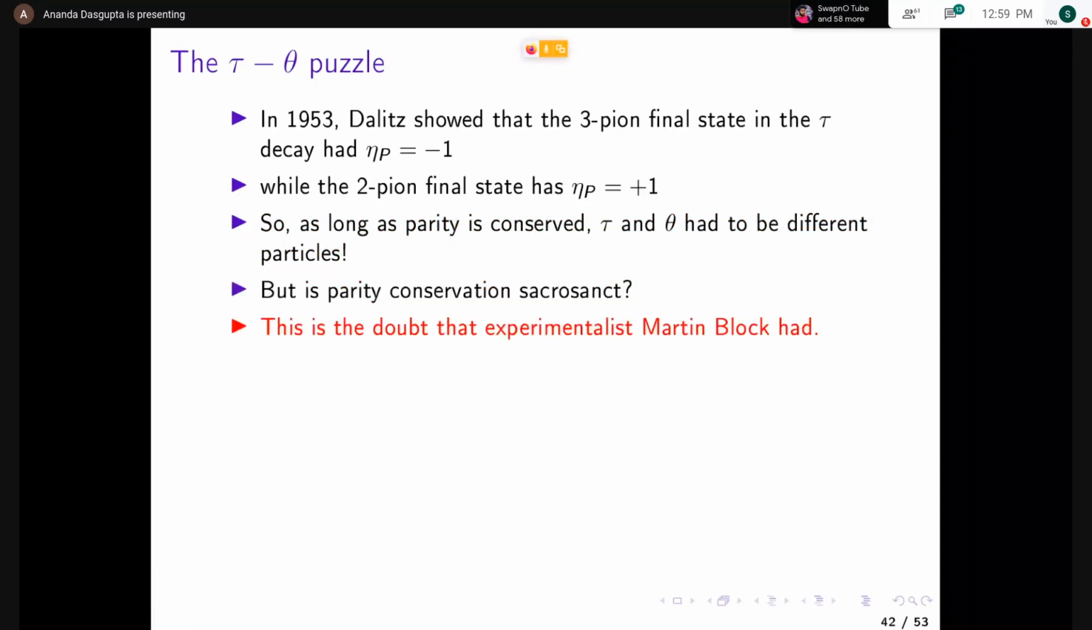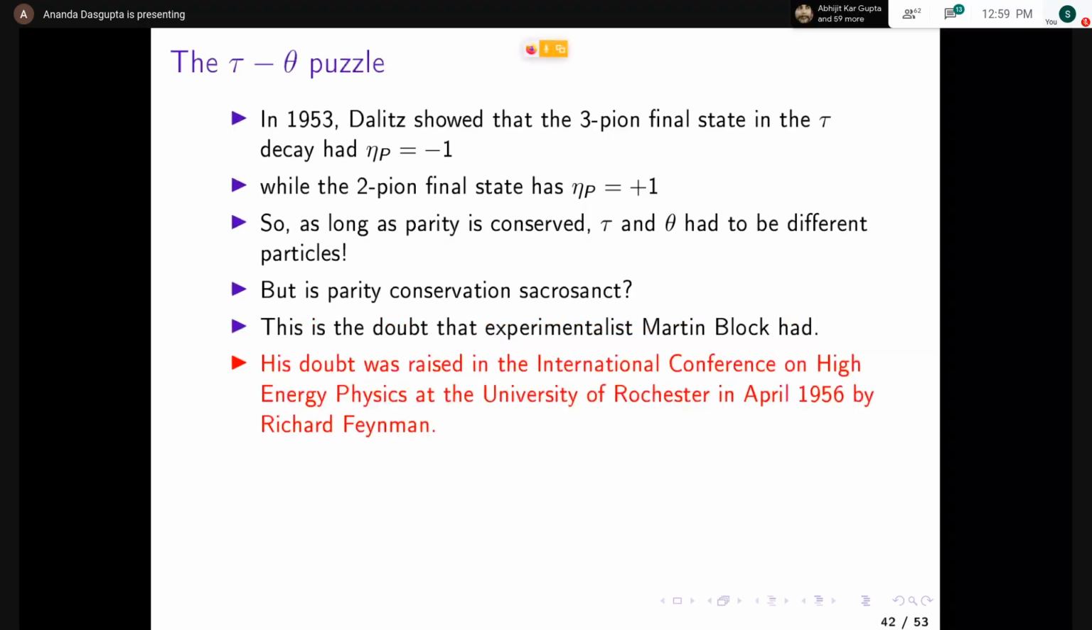And this doubt was actually raised in private by the experimentalist Martin Block to his roommate in a conference, Richard Feynman. So Block said, okay, everybody is saying if parity is conserved, these 2 particles are different. What if parity is not conserved? Block himself did not raise this question in public, but Feynman raised it for Block.